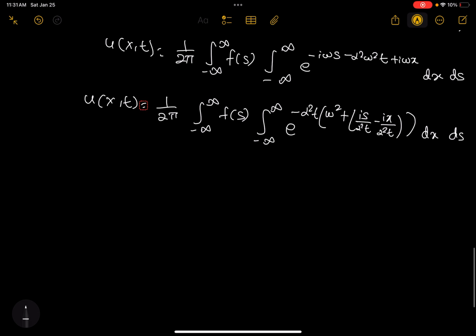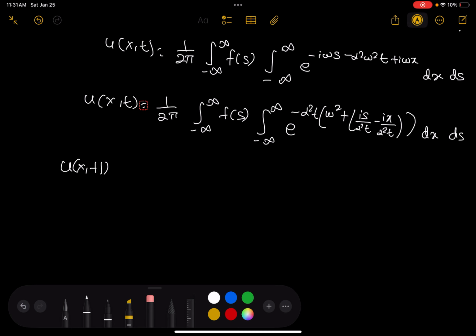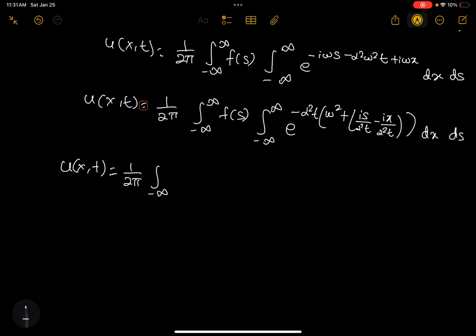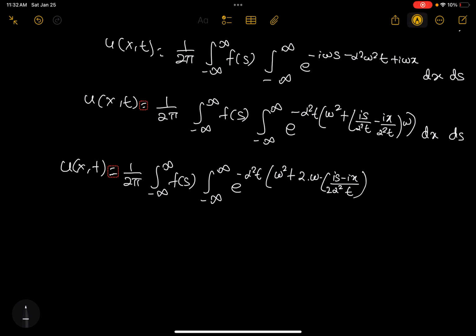Now I will just try to complete the square. It looks terrible, but it's not that terrible actually. Even though it looks like that, you can actually do it. u of x comma t is 1 by 2 pi, integral from minus infinity to infinity of f of s, and then from minus infinity to infinity again, e to the power minus alpha square t, omega square plus 2 times, oh, I forgot to write omega over here, 2 times omega times minus i x by alpha square t, also 2 over here. That makes it a square plus 2ab.